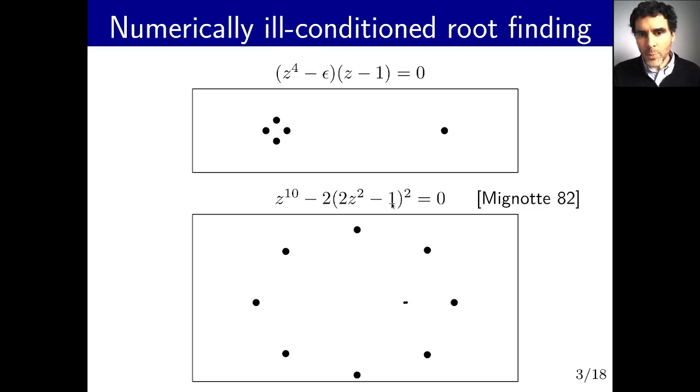Another example is the Mignotte polynomial here, just to show that even with simple integer coefficients, here are the roots of this polynomial, and we see that there are two roots here very close to each other, and we cannot represent them with finite precision. This is why in the rest of the talk I will focus on well-conditioned polynomials.